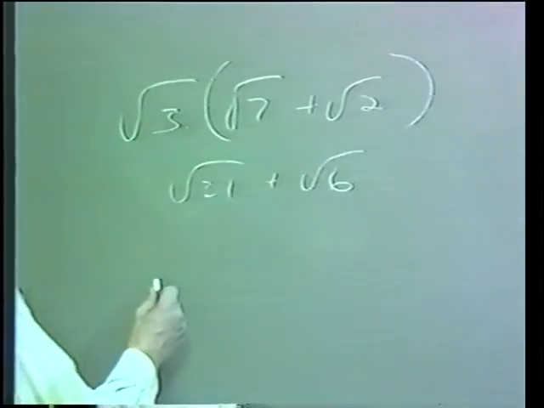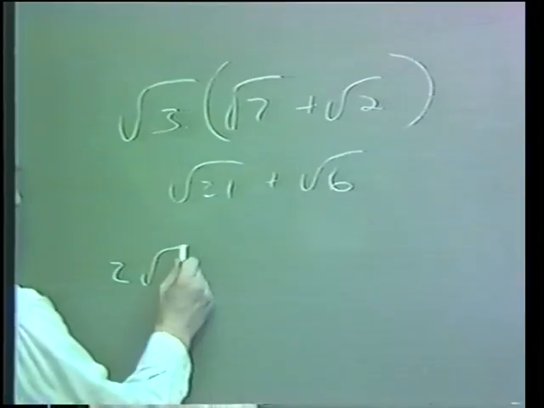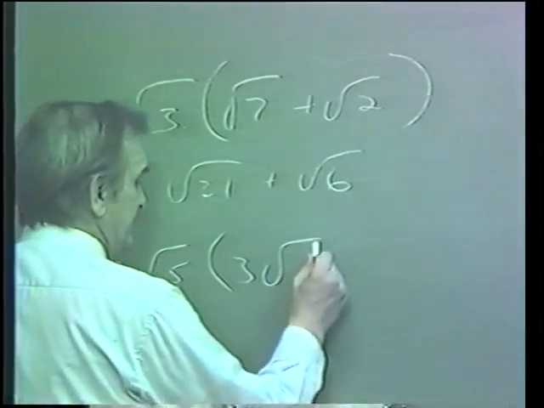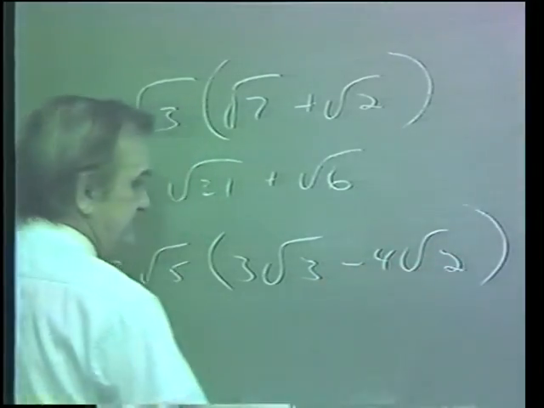Okay? Knowing that, let's try this one. Let's suppose we have 2 times the square root of 5 times 3 square roots of 3 minus 4 square roots of 2.